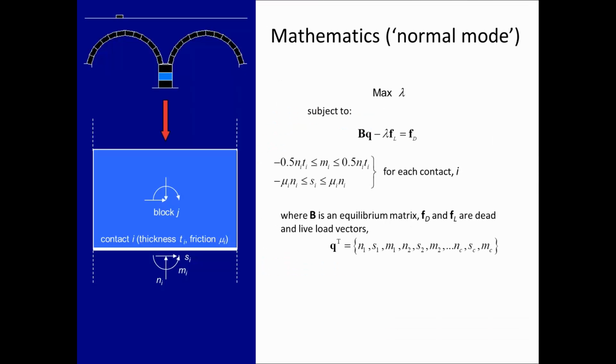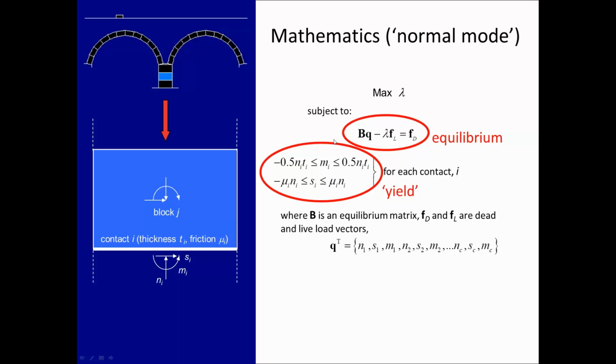So how does the software work? Well, as I said, ramping up the load. Basically, we're maximizing the load or load factor subject to equilibrium constraints and also yield constraints. So if we zoom in onto a particular block in our software model, then we know that we have forces acting, so the self-weight of the block, for example, and we also have contact forces applied at every interface.